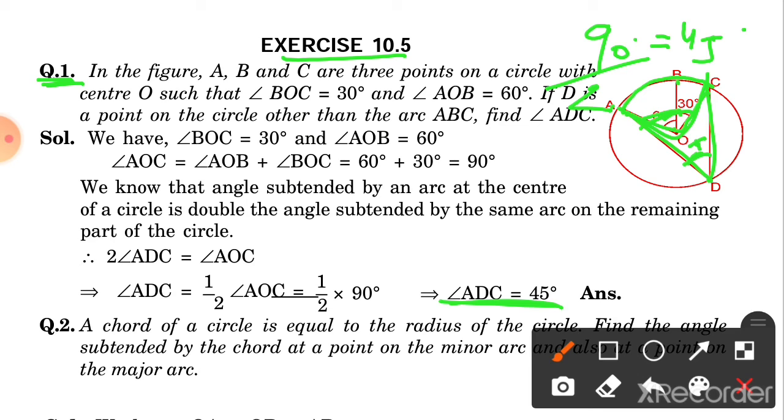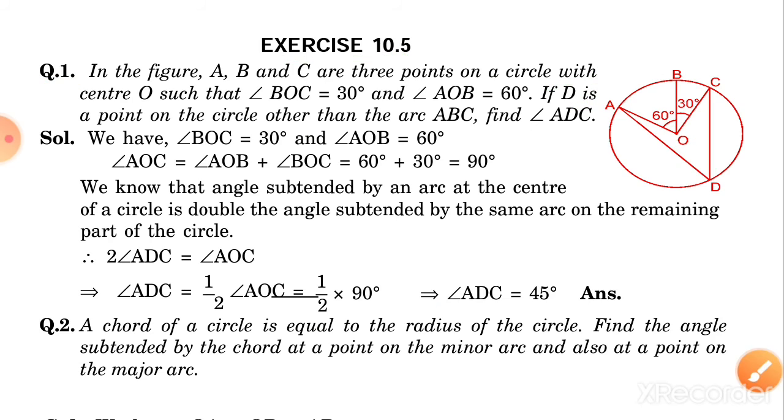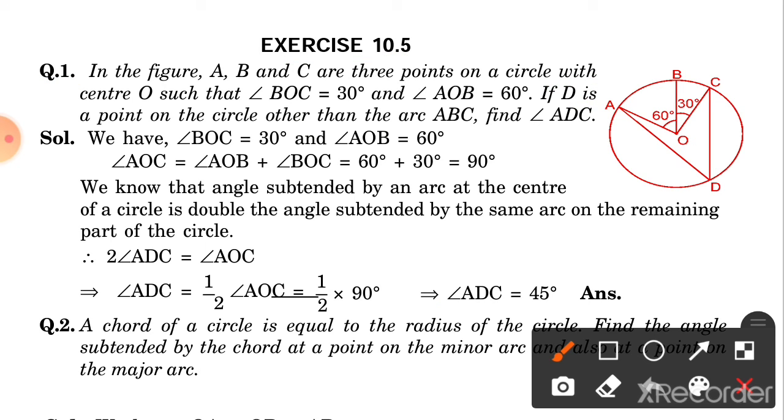So now students, write this up with proper steps. Let's start. We have angle BOC is equal to 30 degrees and angle AOB is 60 degrees. That is the given data. So we need to find the angle with respect to the center. So the measurement of angle AOC is equal to angle AOB plus angle BOC. It is equal to 90 degrees.